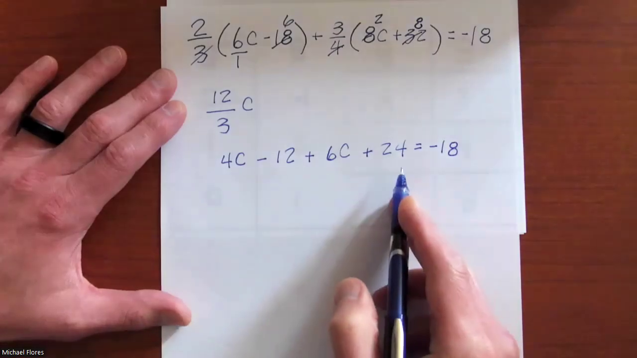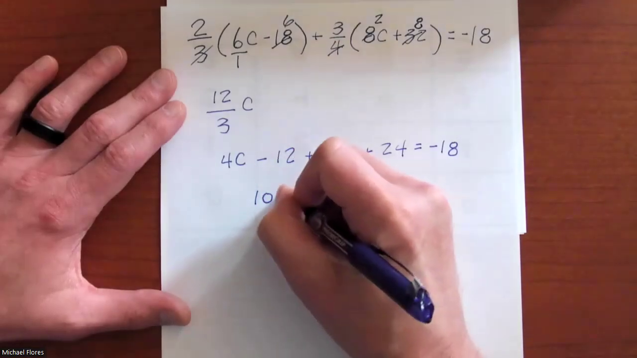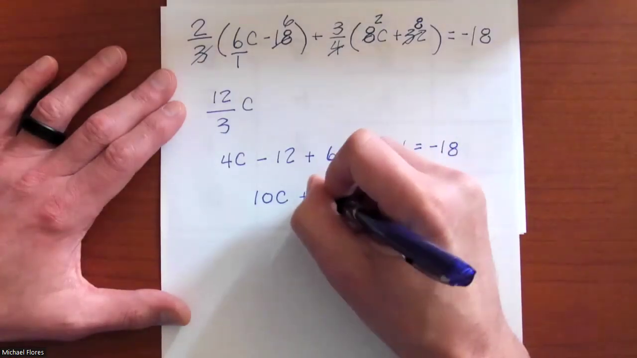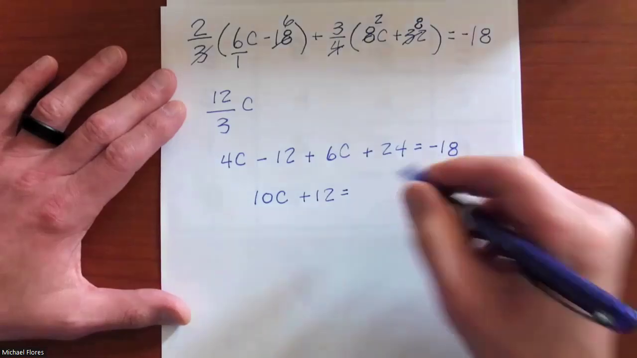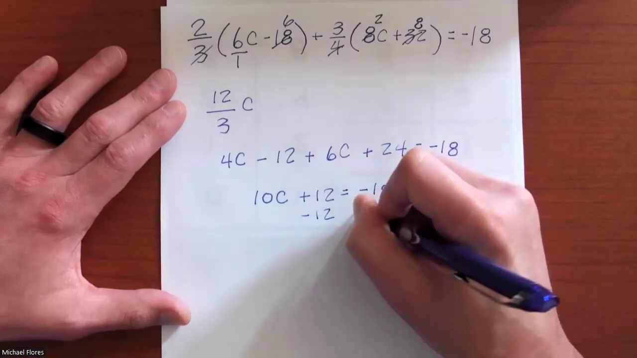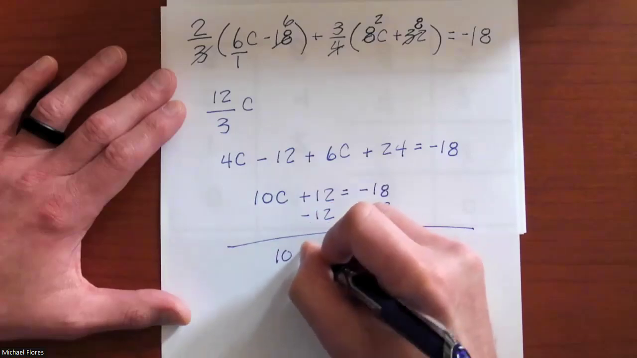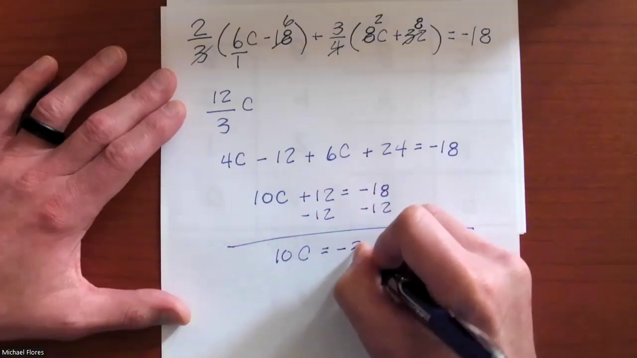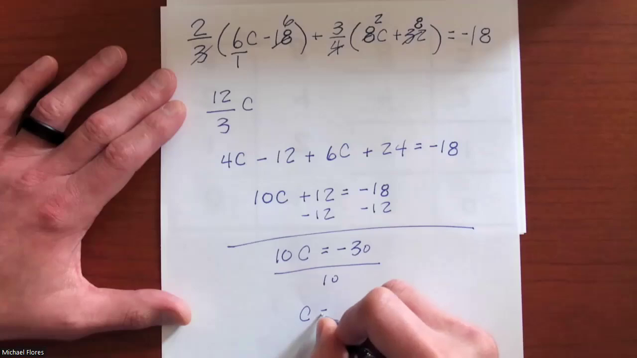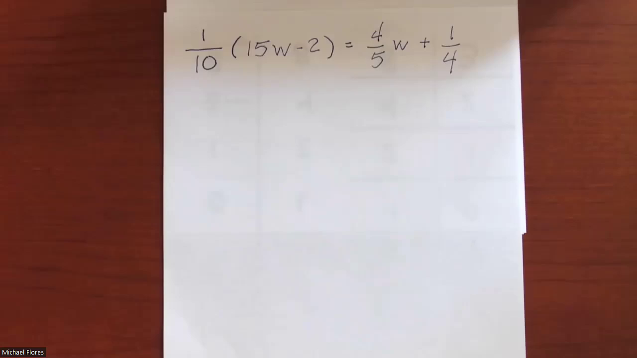Okay, let's combine our like terms on the left side of the equal sign first. 4c and 6c make 10c. Negative 12, positive 24. And now subtract over the 12. Divide everything by 10. C equals negative 3.